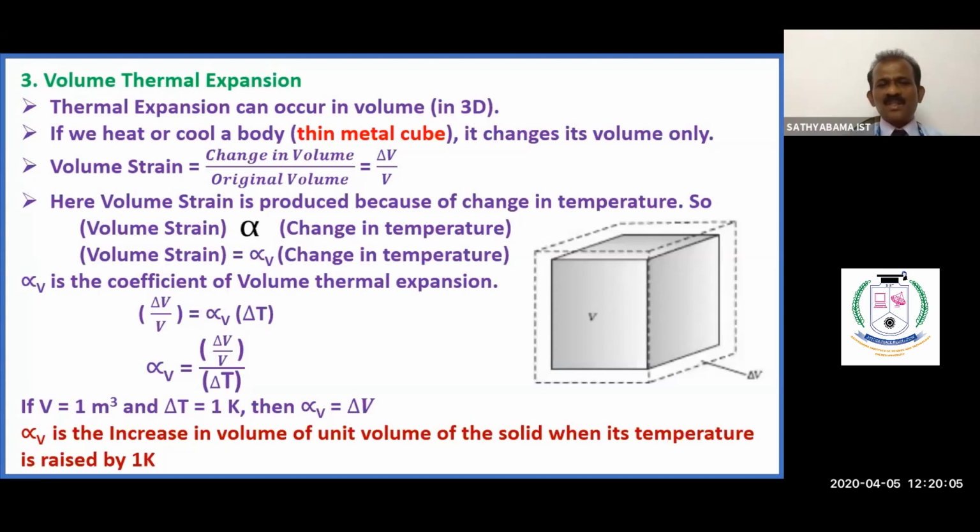Now that constant is alpha V, nothing but coefficient of volume thermal expansion. Using this formula, alpha V is the increase in volume of unit volume of the solid when its temperature is raised by 1 Kelvin. So linear, area and volume all have a similar process and steps, but only one change is shape. Thin metal rod, thin metal plate, thin metal cube.